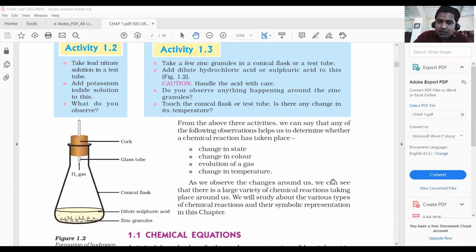As we observe the changes around us, we can say that there is a large variety of chemical reactions taking place around us. We will study the various types of chemical reactions and the symbols that represent them in this chapter.